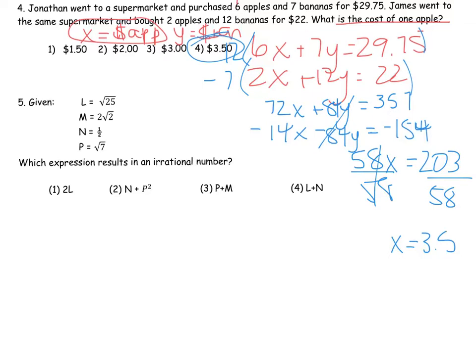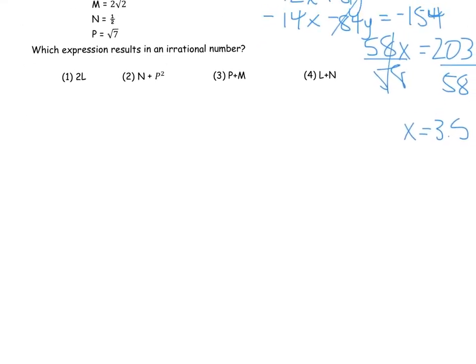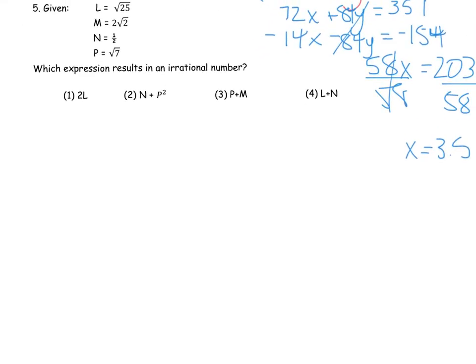Okay? Number 5, you're given L, M, N, P. Which expression results in an irrational number? So that is a never repeating, never ending decimal. So 2L, you put in your calculator 2 times radical 7. That is irrational.